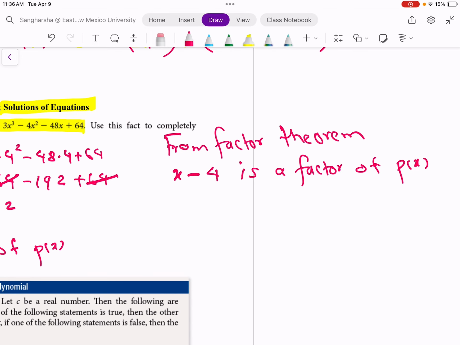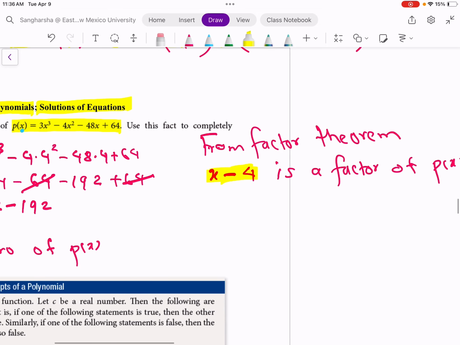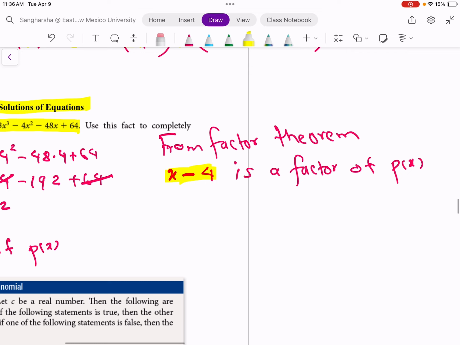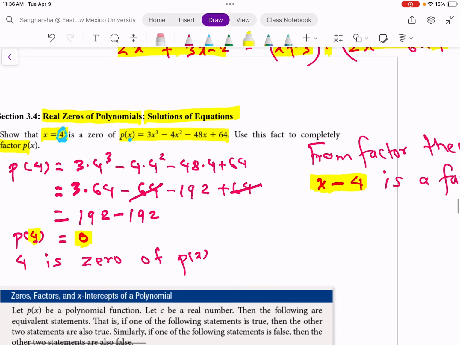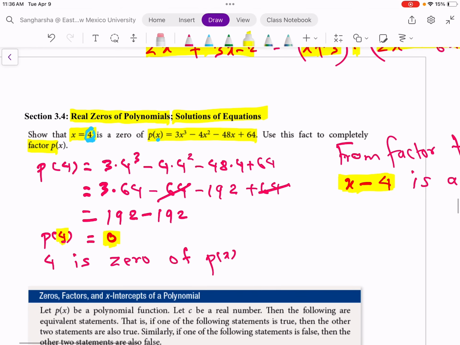Now this is one factor for this polynomial. We need to find the other factor. If x minus 4 is a factor of p of x, what happens if we divide p of x by this factor? What do we get our remainder equal to? We get remainder equal to 0, right? So let's divide our polynomial p of x by this x minus 4 factor, because we need to factorize this function completely. That's our next problem.